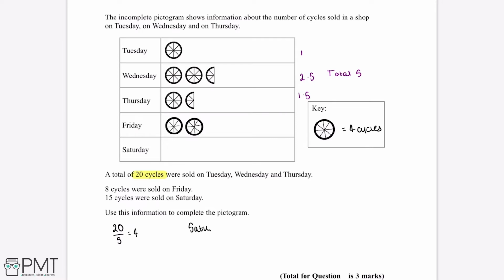So 15 cycles were sold on Saturday. So in order to work out how many circles we'll need to draw onto our pictogram, we can do 15 divided by 4. So 15 is the number of cycles, and 4 is the number of cycles which the key represents. And this gives us an answer of 3.75. So this means we'll need to draw out 3.75 of these circles onto the pictogram in the Saturday row in order to represent the 15 cycles.